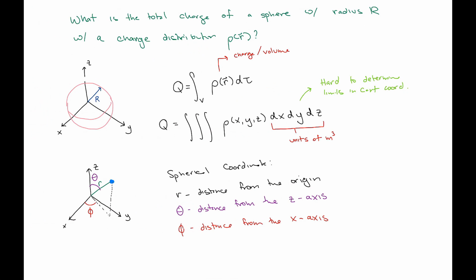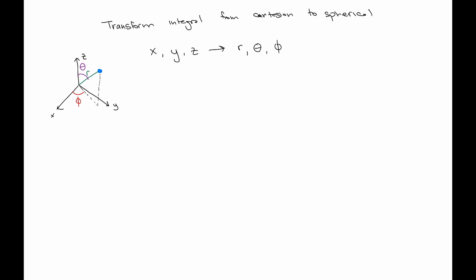I'm going to transform my volume integral from the Cartesian coordinates to my spherical coordinates, and that's going to make it easier to solve. So basically that means I'm going to take x's, y's, and z's, and write them in terms of our new variables that define the position, r, theta, and phi. Again, I'm going to copy this picture over here. I just need to figure out how these quantities are related.